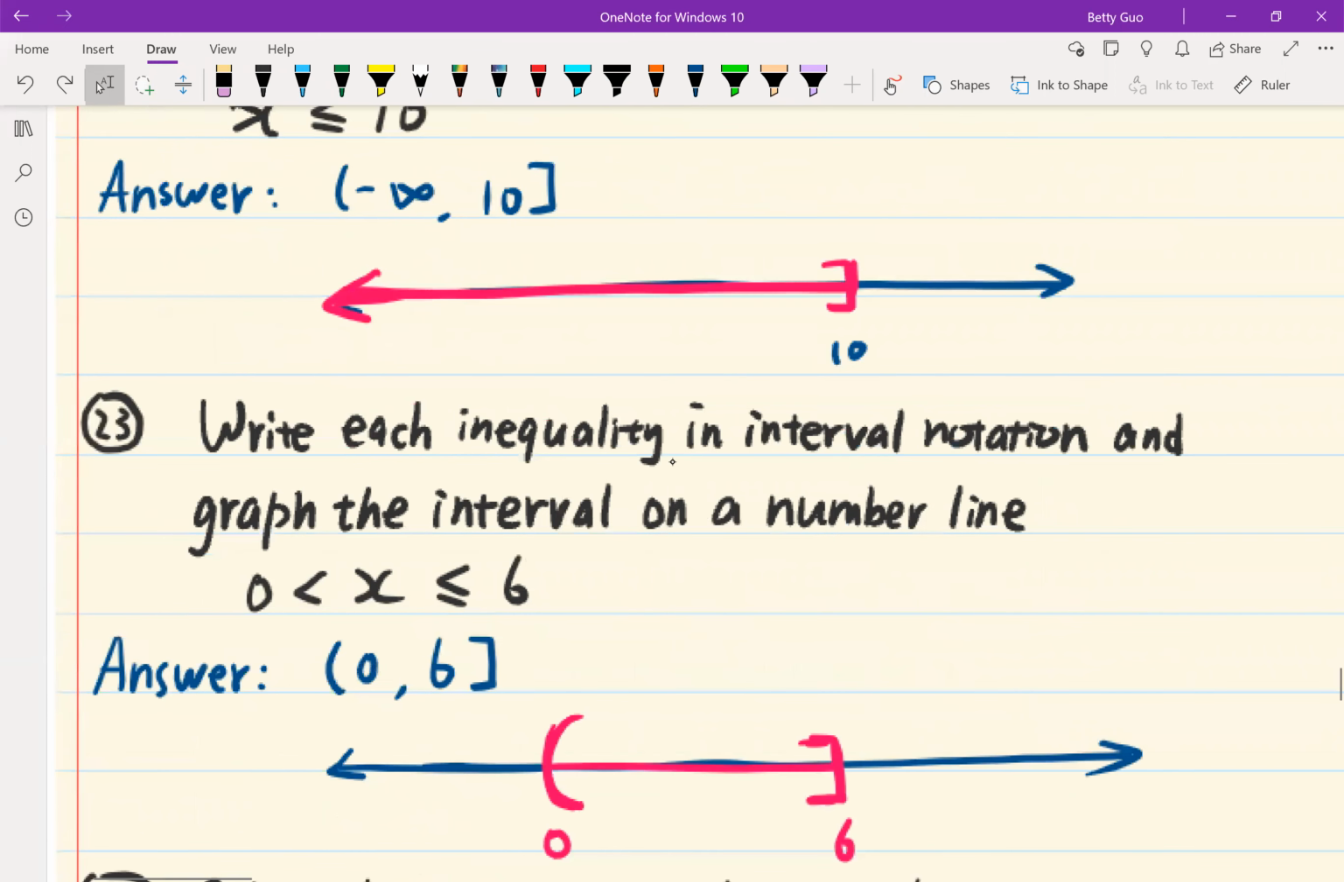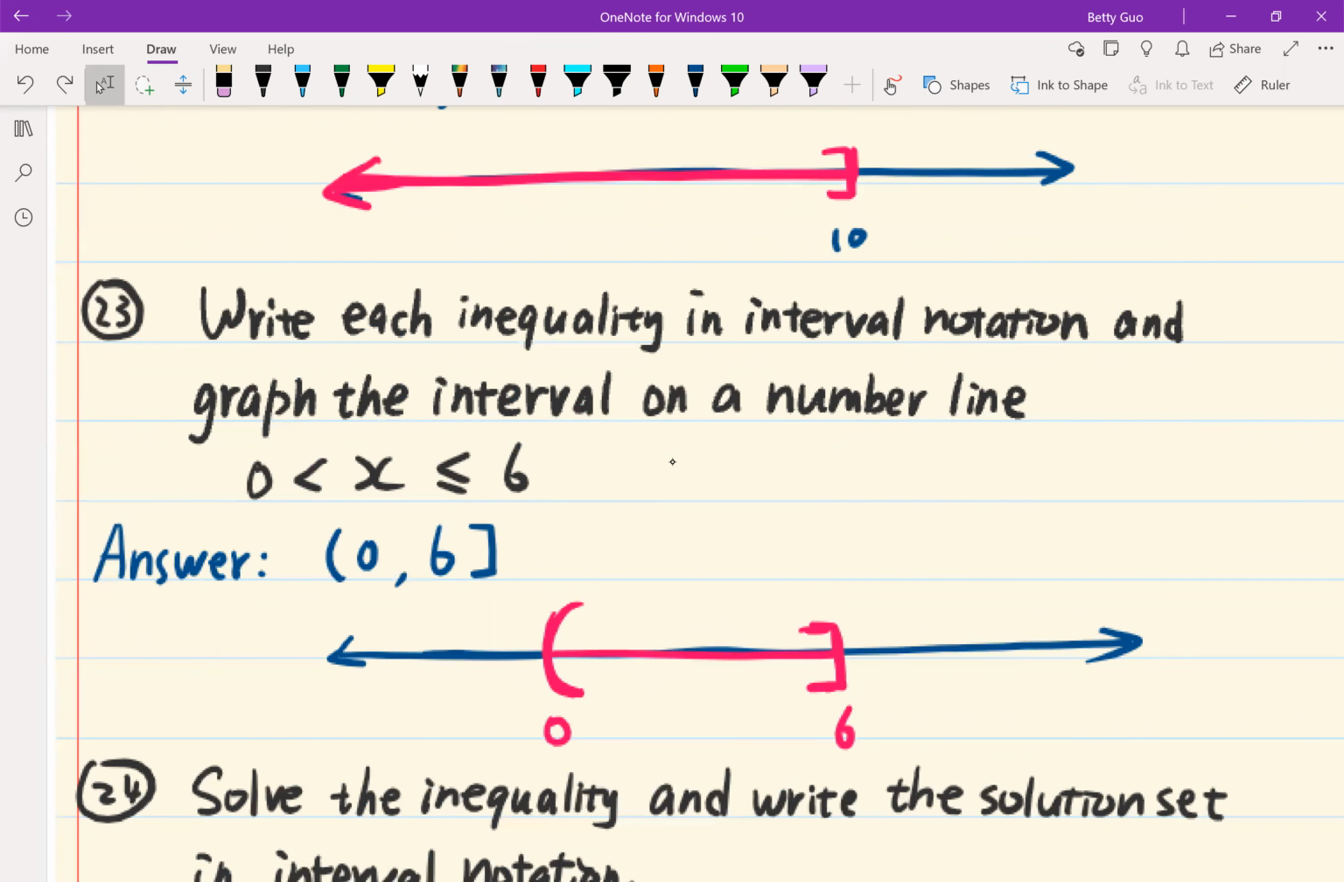Number 23. This inequality tells us all the real numbers bigger than 0, no more than 6. Let's say this is 0, this is 6. So all the real numbers in between, exclude 0, include 6. So this is a left open, right closed interval. Finite interval. Okay, left open, right closed.